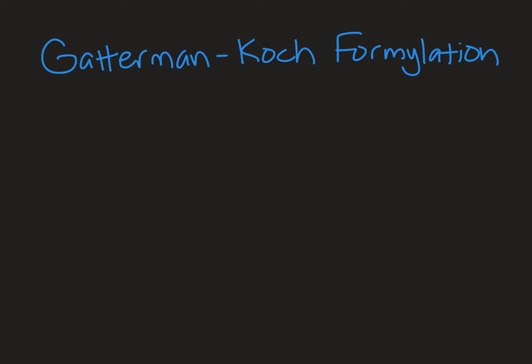In this video, we're going to look at the Gatterman-Koch formylation reaction. So that's the introduction of a formyl group to a benzene ring. A formyl group is just a carbonyl that has an H on the end. So let's look at a benzene ring starting material.